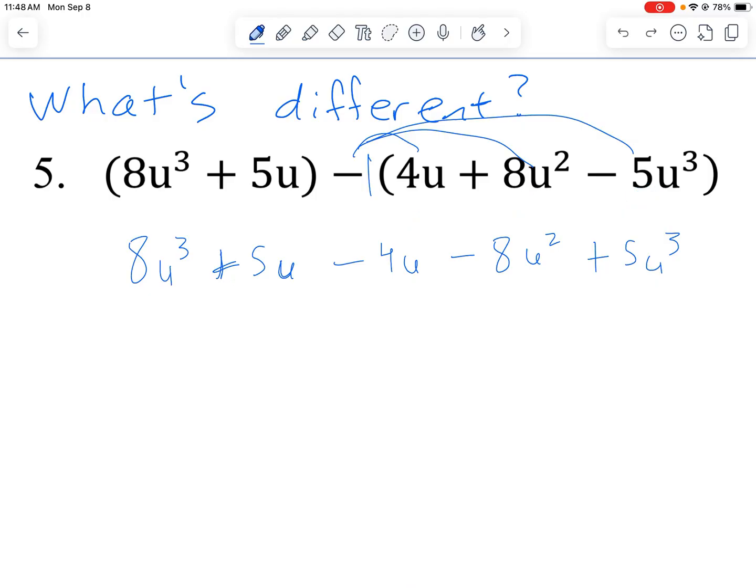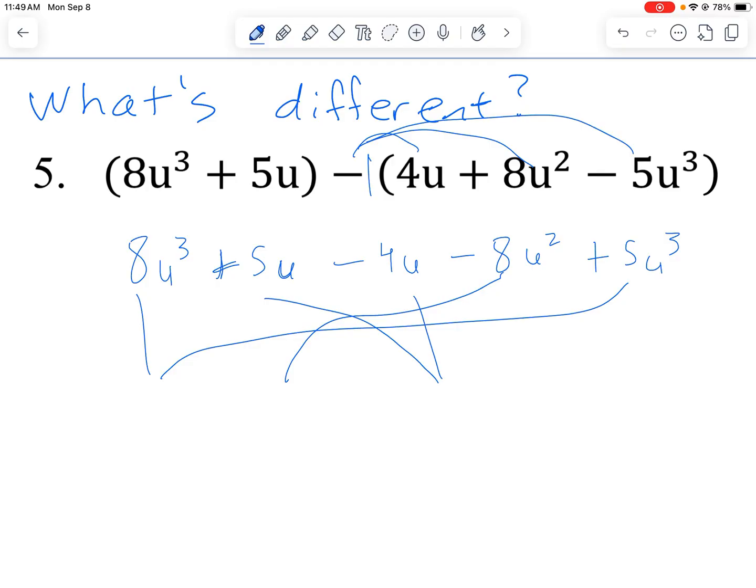Okay, so now we got rid of parentheses. Once again, we're going to combine like terms. Things with the same powers go together. So we got u to the third here, another u to the third. You got a u to the first, another u to the first, and then you got a u to the second. You may have noticed I kind of put these in a little bit different order than you might anticipate. I'll talk about that next.